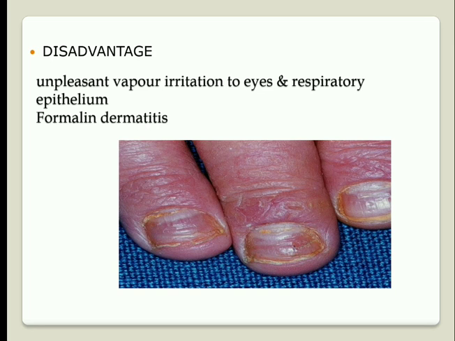A disadvantage of formalin or formaldehyde is that it has an unpleasant vapor which causes irritation to the eyes and respiratory epithelium. If used in huge amounts, it may cause formalin dermatitis.